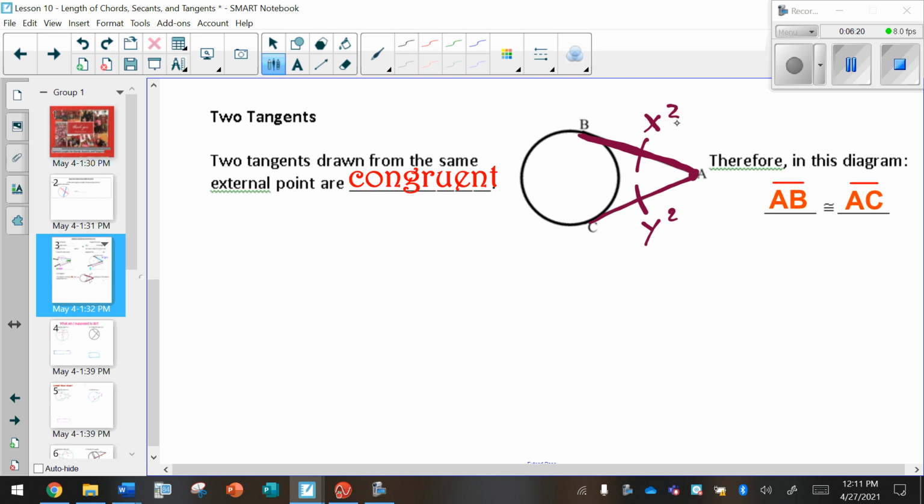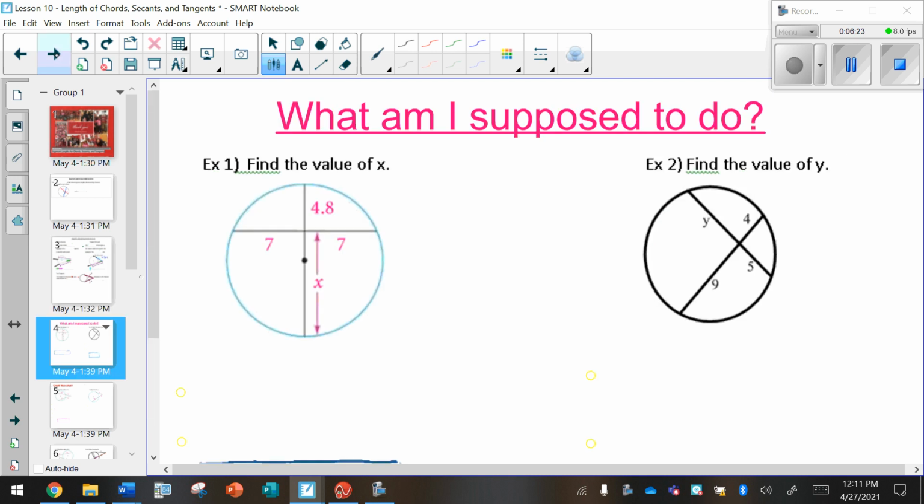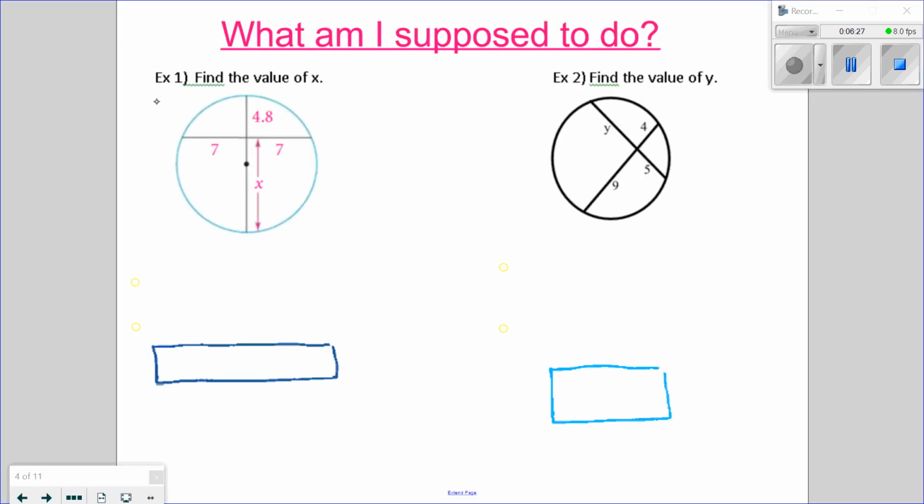So x equals y, same length. So let's do some calculations. We are going to use those rules and our calculators and our brains and do some calculations, and then you're going to be off on your own to practice. So we're going to find the value of x.